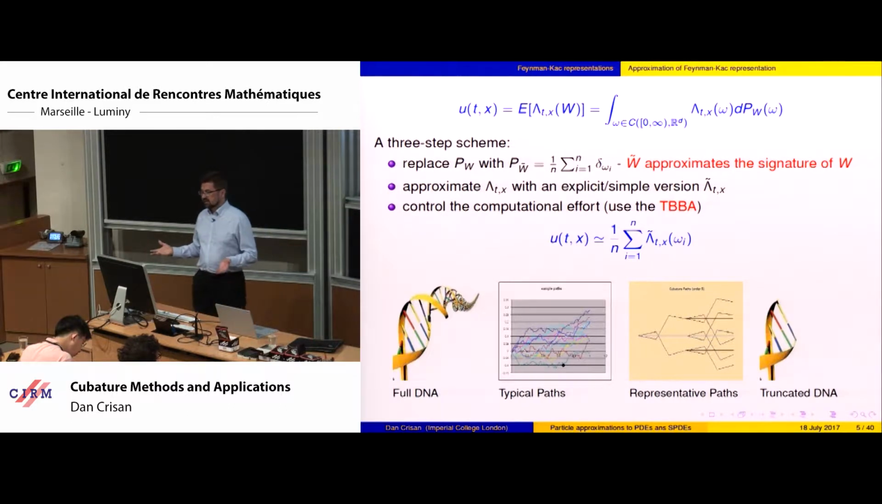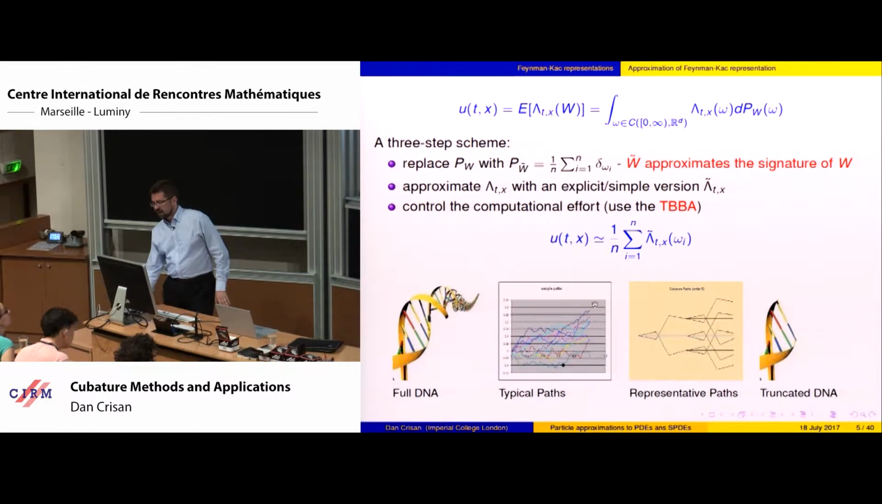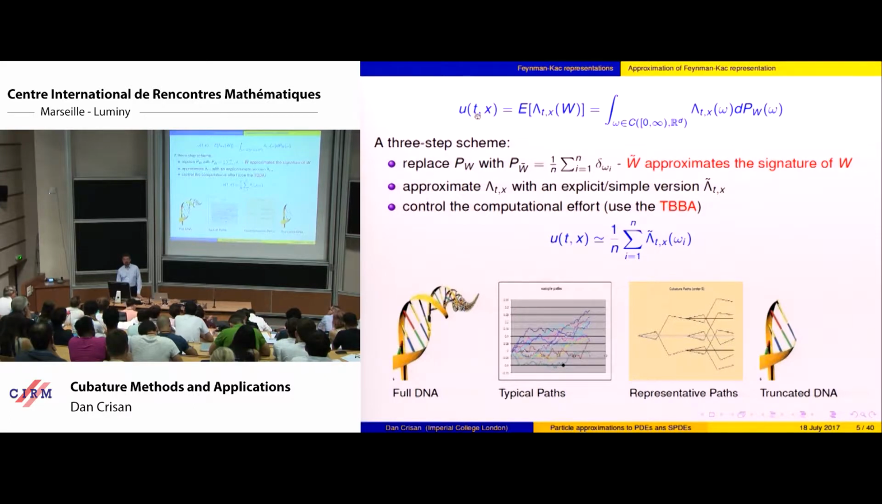let me go back. That was a little bit that I wanted to say about the theoretical analysis of the PDEs. Now we move on to the numerical analysis of these PDEs based on the Feynman-Kac representation. Suppose I have my PDE or SPDE, and this PDE or SPDE has a Feynman-Kac representation. In other words, the solution of the PDE or SPDE at time t, evaluated at point x, is written as an integral over the Wiener space of some functional integrated with respect to the Wiener measure.